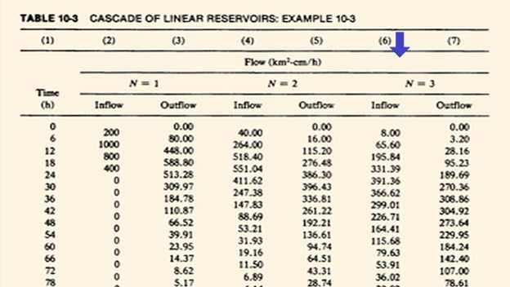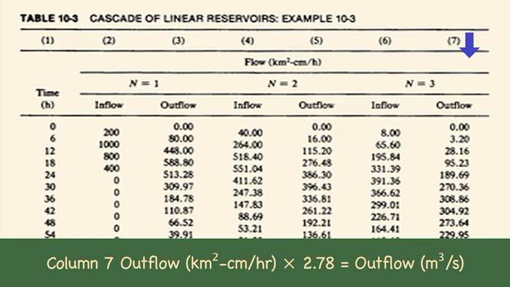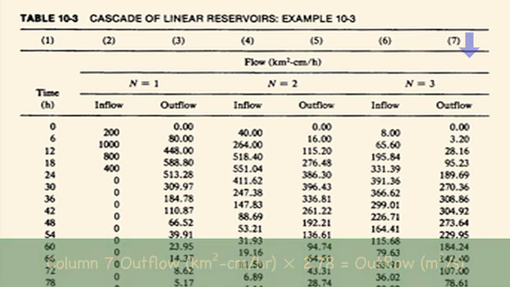Column 6 is the inflow to the third reservoir. Column 7 is the outflow from the third reservoir. Column 7 is the outflow from the cascade in km²/cm/hour units. To convert this outflow to cubic meters per second, multiply the values of column 7 by 2.78.